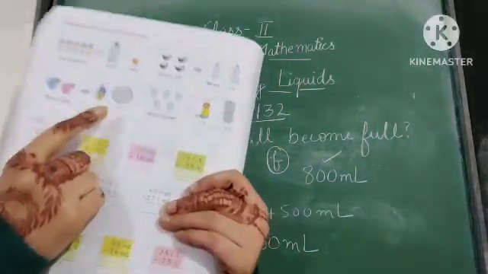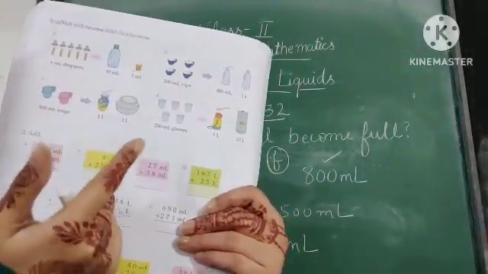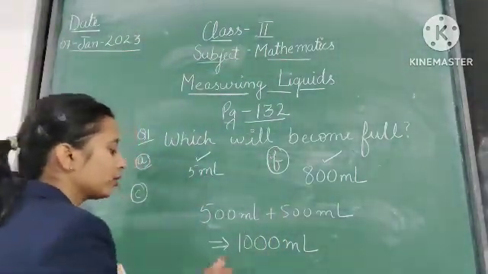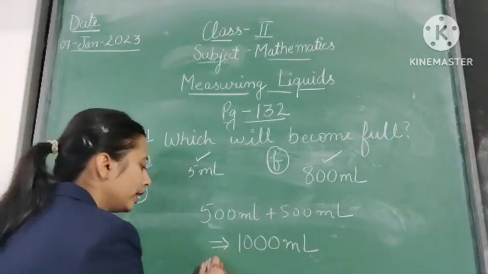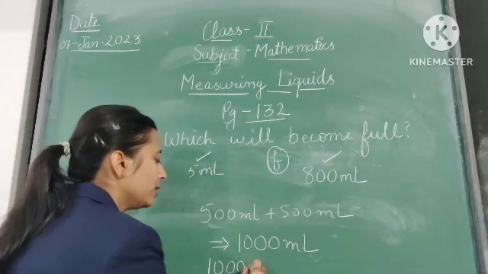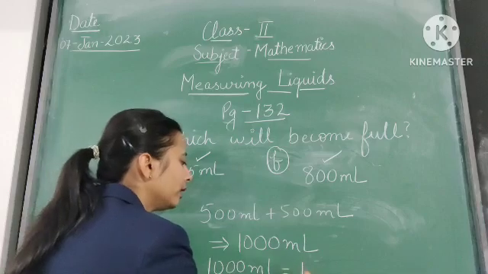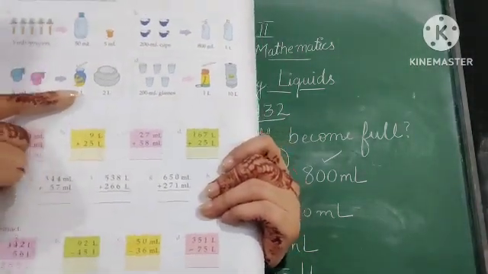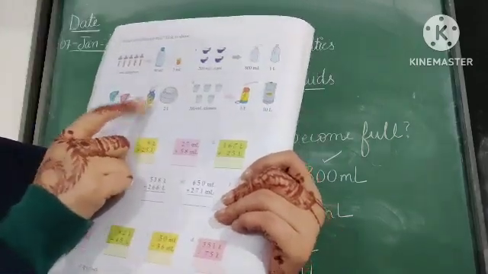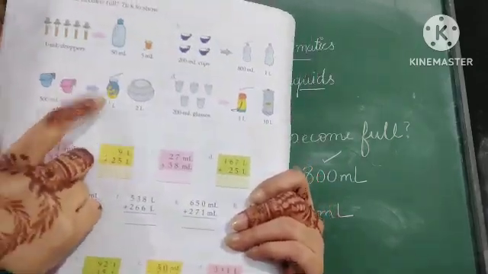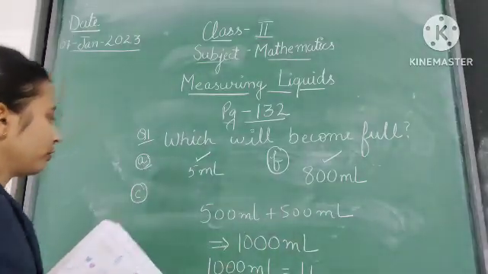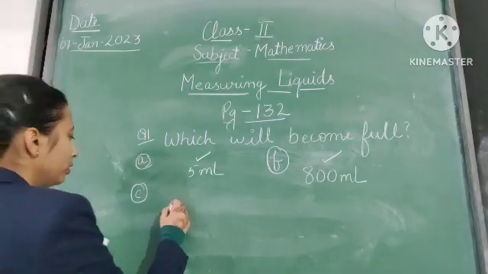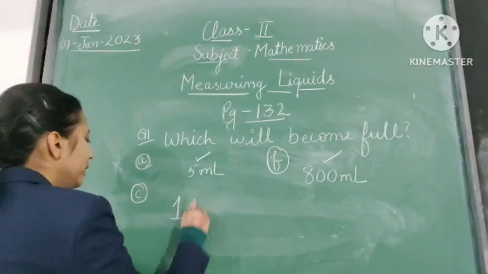Do we have anything which states 1000 milliliter? No. But please do remember that 1000 milliliters makes up 1 liter. So 1000 milliliters is equal to 1 liter. We do have a 1 liter capacity container here, which is this urn or this jar. So let us put a tick on that. So for part C, we will put a tick on the container which states 1 liter.